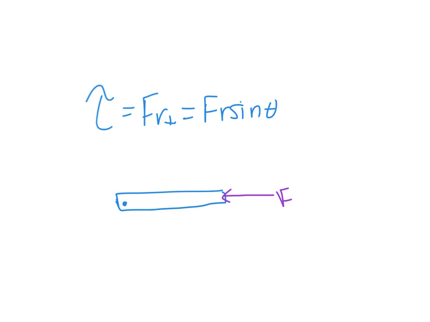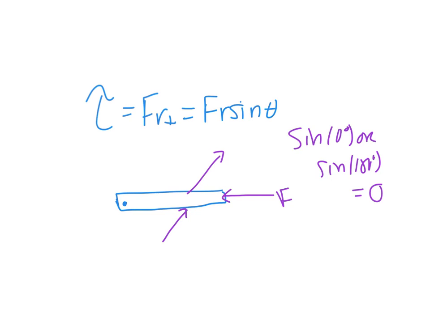That won't cause rotation. Think of it this way too. Sine of either 0 degrees or sine of 180 degrees equals 0. So you will have no torque if the angle between the radius and the force is either 0 or 180, meaning it's parallel. If you have a force that's, say, in that direction, I'm just going to redraw it up here. So here's your force. This is the radius. This is the angle theta.